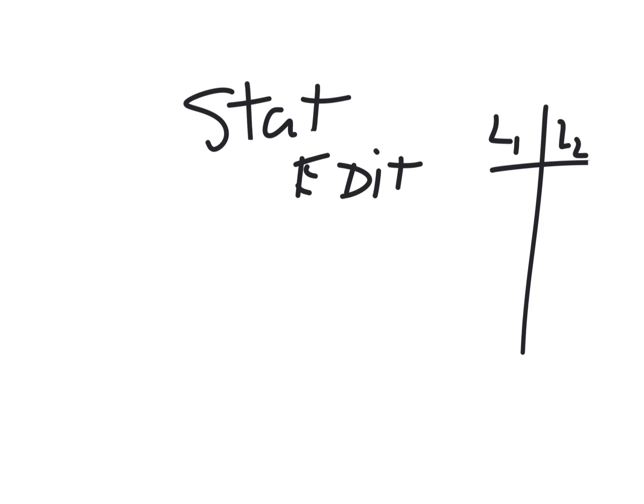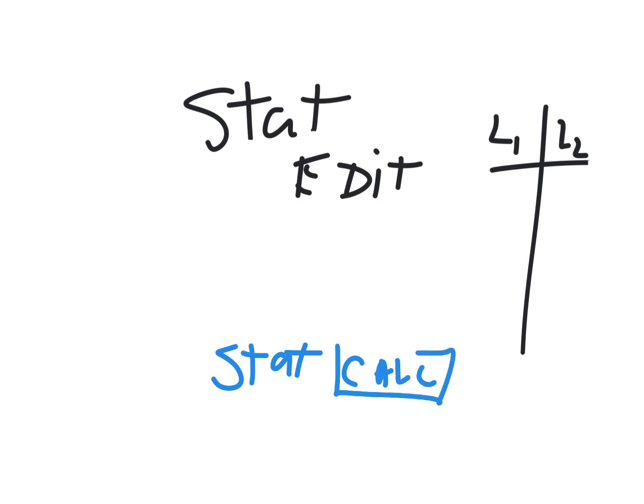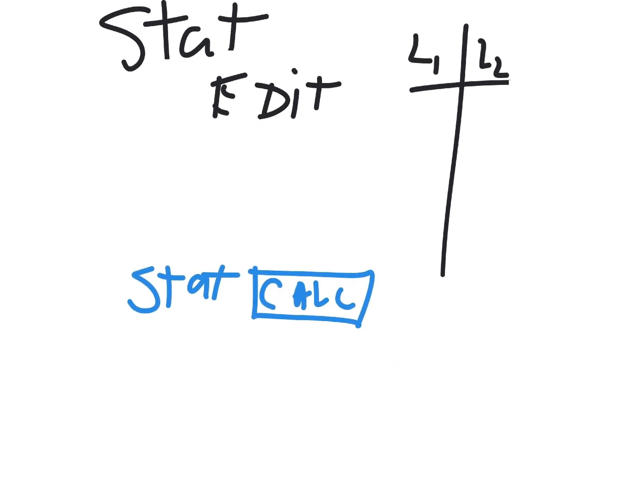All right, so anyway, we get our data on the list, and then we hit stat again. Do you remember what we did after that? Calculate. And then under calculate, which one did we pick then? Lin reg.